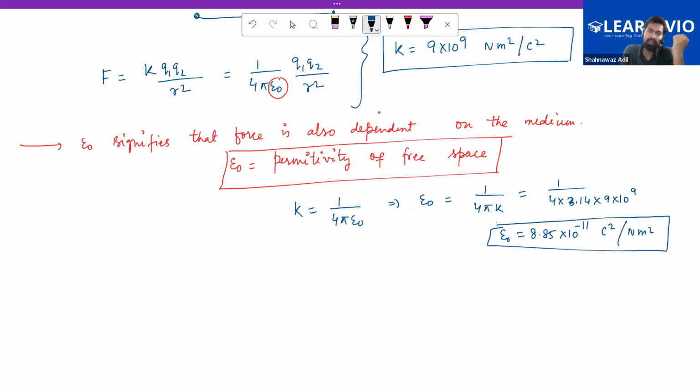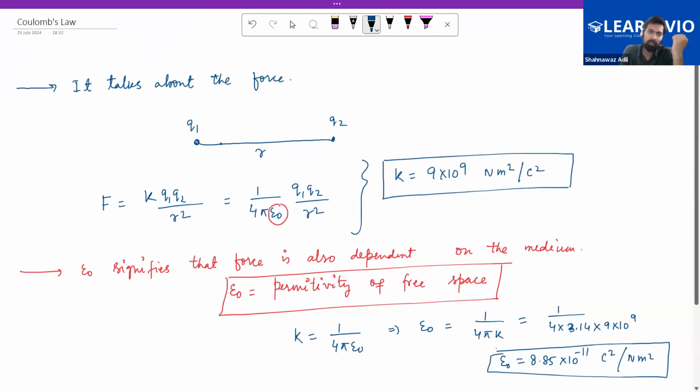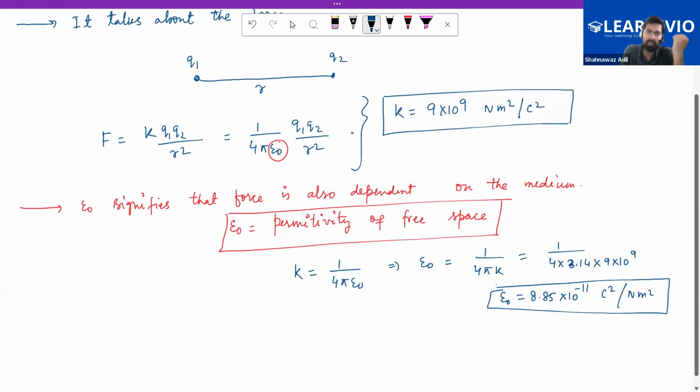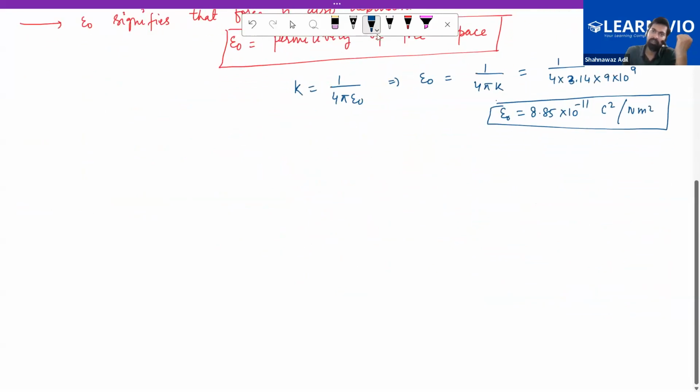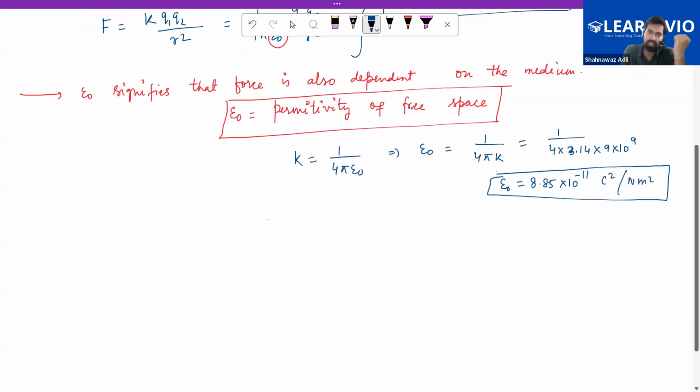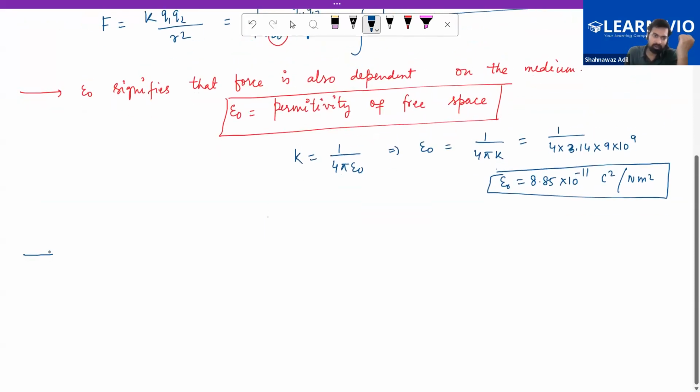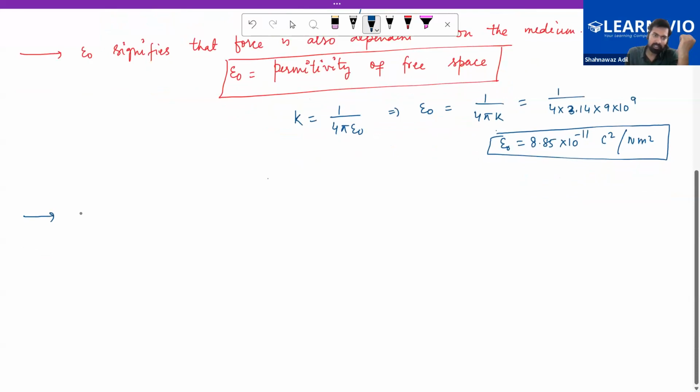Now, if we put these two charges in a medium, right? So let's say that, okay, before we talk about this thing, we also have the direction of force, which is dependent on the polarity of charge.